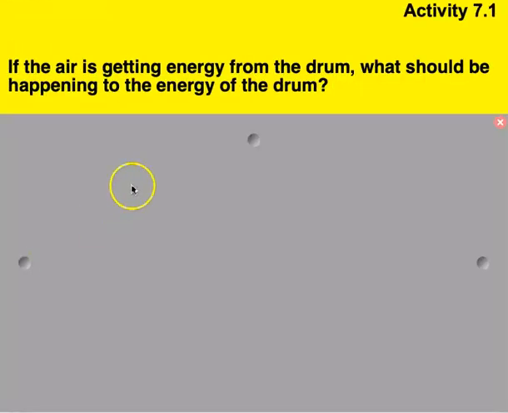So if the air is getting energy from the drum, what should be happening to the energy of the drum? Well, think of the scenario with the basketball and the tennis ball that we had. When we put the tennis ball on top of the basketball, it actually bounced less because it transferred energy to the tennis ball, which in some cases actually hit the ceiling in this room.